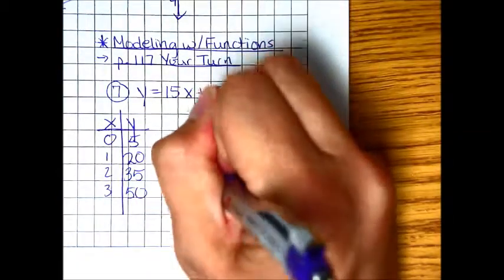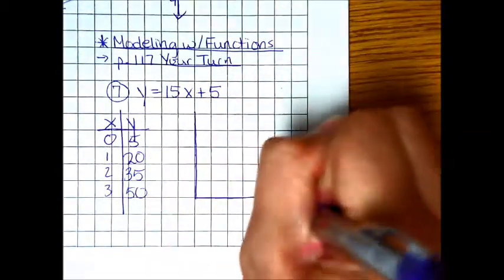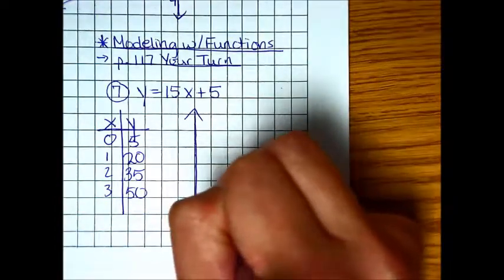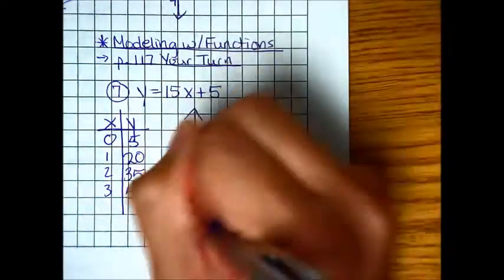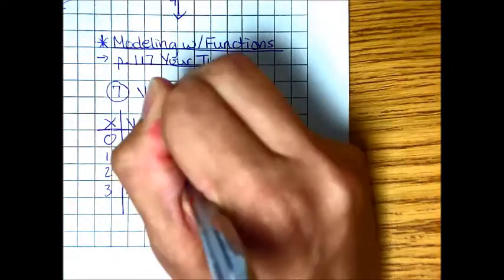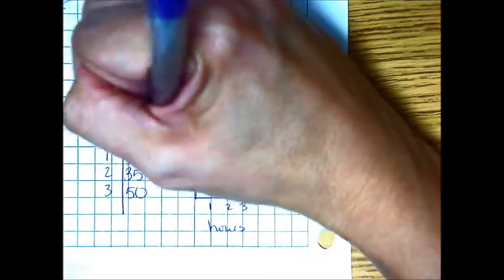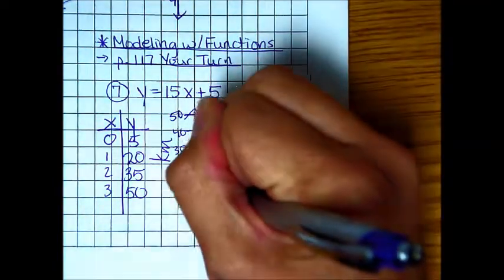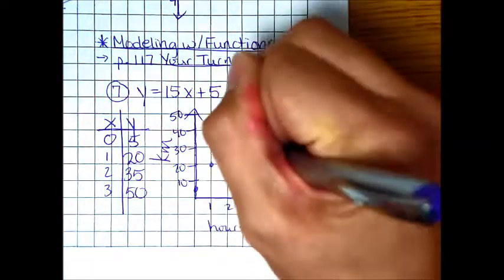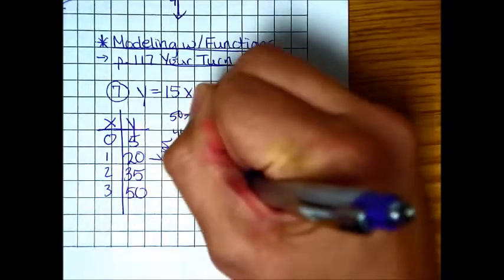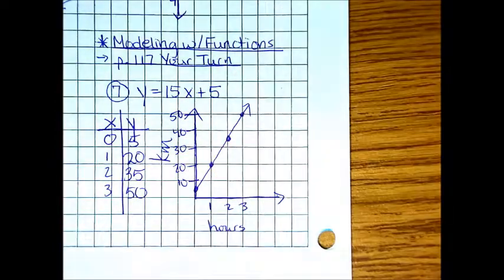So we could represent that with a relatively small graph here where we do 1, 2, and 3 hours. And then maybe count by tens, like 10, 20, 30, 40, 50. This is kilometers that the ship has traveled. And we could say 0, 5, 20, 35, and 50. And we've plotted out what's happening with the ship here.